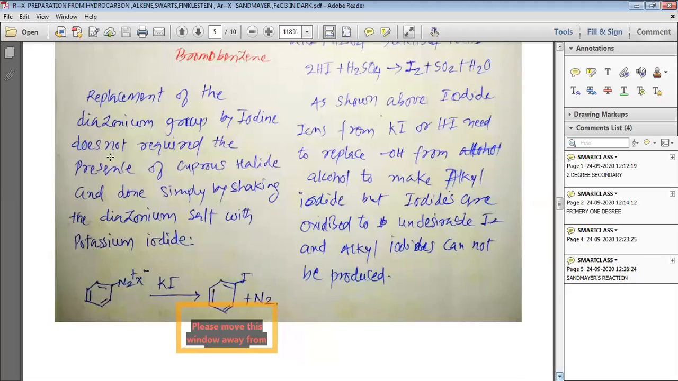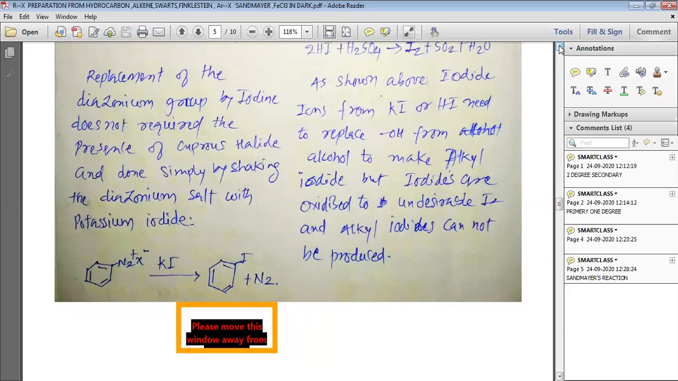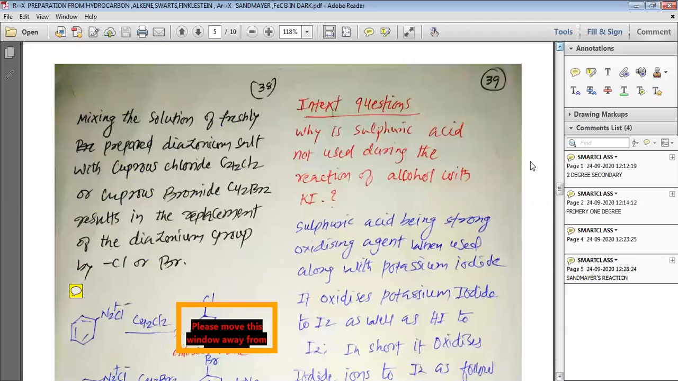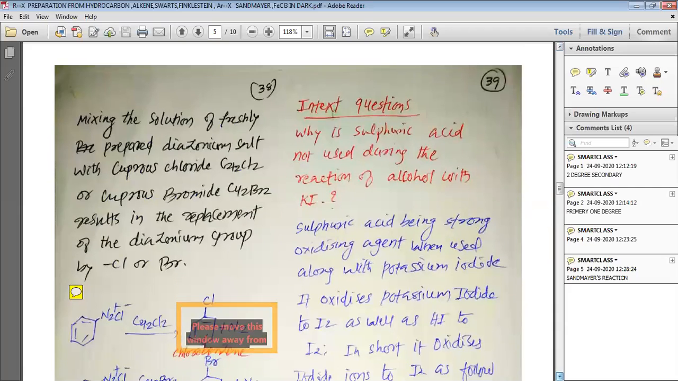Replacement of the diazonium group by iodine does not require the presence of cuprous halide. This means you don't need cuprous iodide, but the reaction can be done simply by shaking the diazonium salt with potassium iodide. You can see that diazonium halide in the presence of potassium iodide will give us iodobenzene. So this is how we can prepare chlorobenzene, bromobenzene and iodobenzene by the use of diazonium salt or the Sandmeyer reaction.